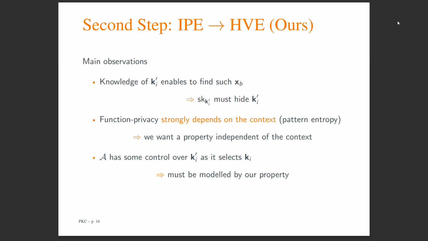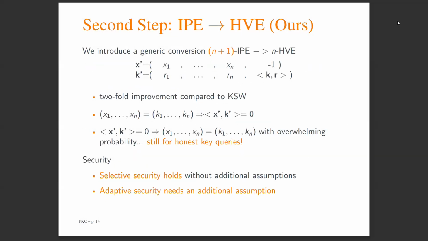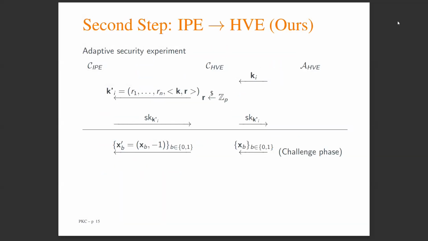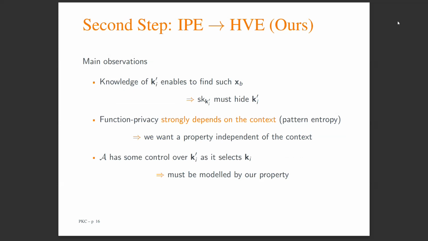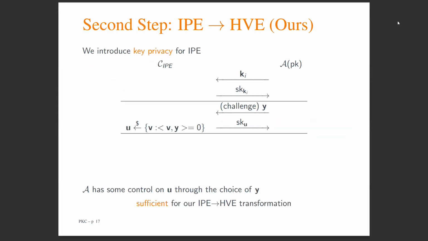Moreover, even if the adversary cannot know the vector K prime, it has some control over it because it selects the initial vector K, which is defined here. So this control must be modeled by our new property. So this leads to a new security notion for inner product encryption that we call key privacy, which is modeled as follows.